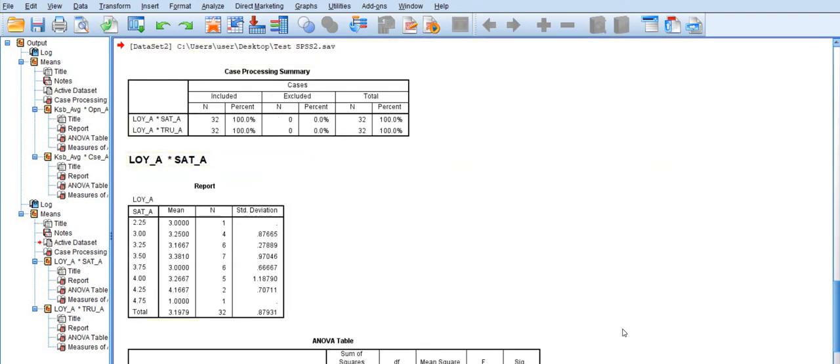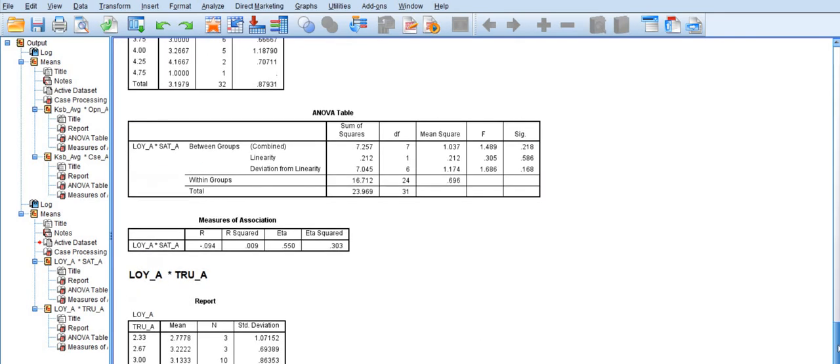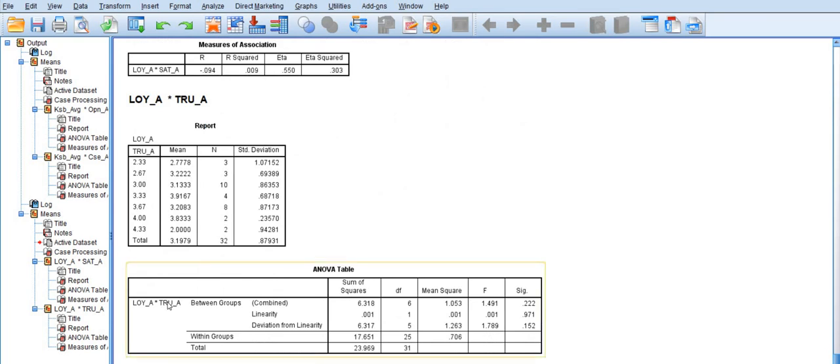Now go to the second variable pair, loyalty and trust. Here you can see that the combined effect is insignificant at 0.222. The linearity component is insignificant at 0.971, and the deviation from linearity component is insignificant at 0.152. Therefore, we will conclude that this pair of variables in our regression model does not fulfill the linearity assumption of the regression model. So this is how you can test the linearity.